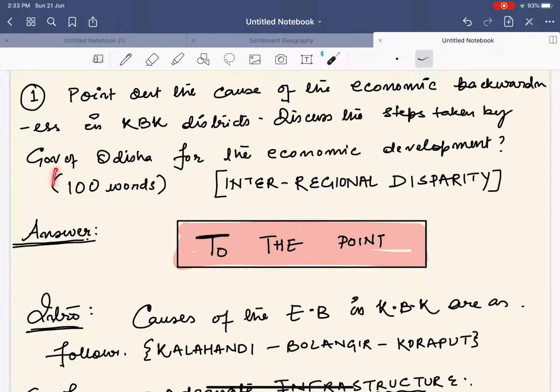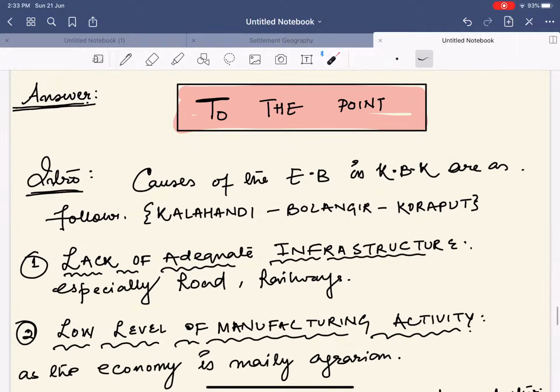Now this question has to be attempted within 100 words. Basically this is a 15 marker question, hence this can be done up to 200 words. Now in this context, first of all is your intro. The intro has to be simple. Basically, causes of the economic backwardness in the KBK regions are as follows. When I say KBK, it means Kalahandi, Bolangir and Koraput.